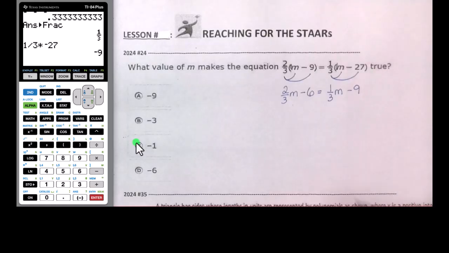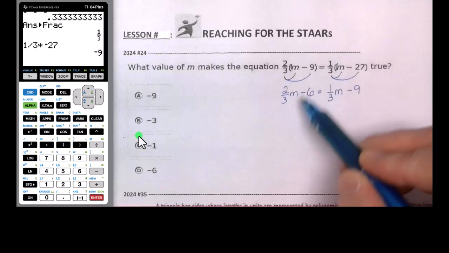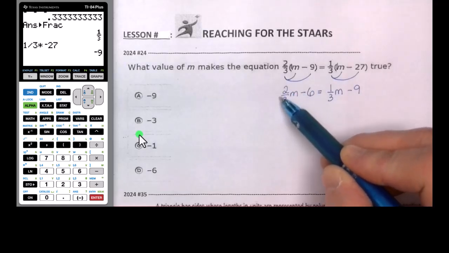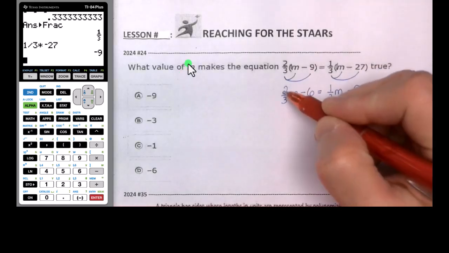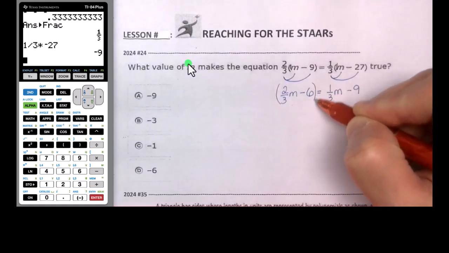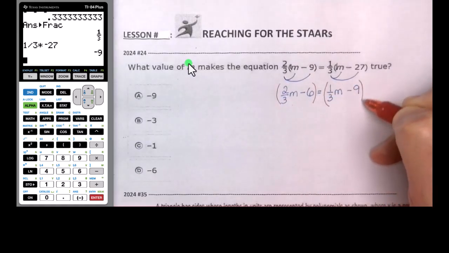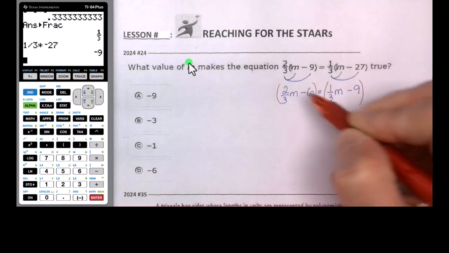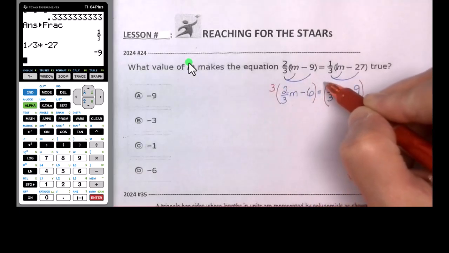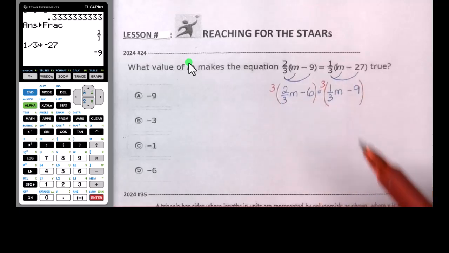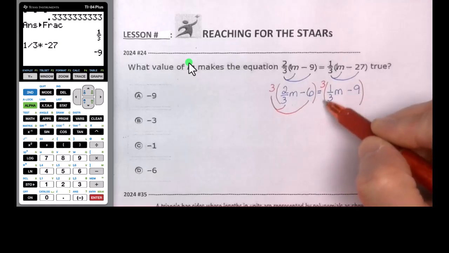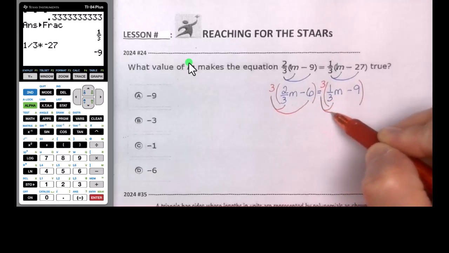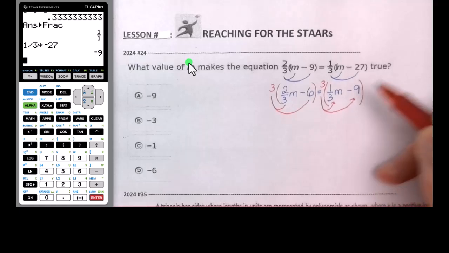So we eliminated parentheses, but the problem is we still have fractions. So how to get rid of the fractions? The way we do it, we put parentheses on both sides, and we multiply by the denominator here. So we're going to multiply by 3. So now I'm going to multiply 3 times 2/3, and then 3 times 1/3 and times 9.